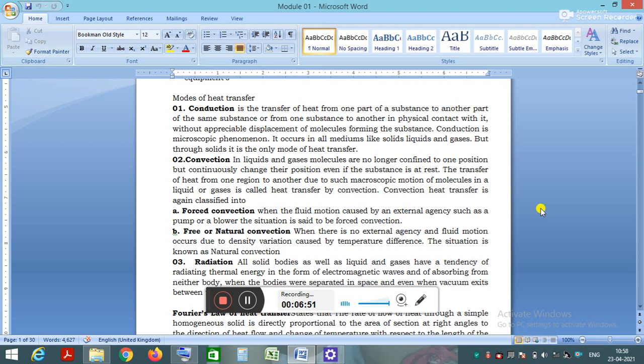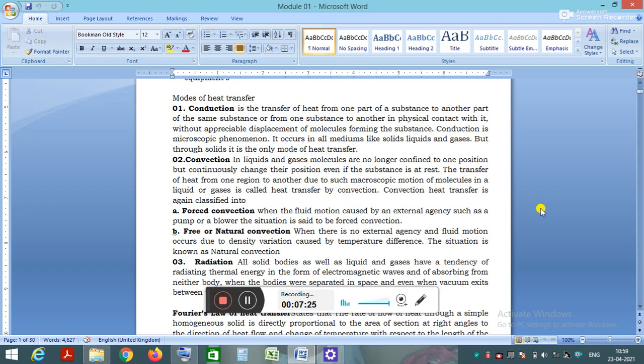When the fluid motion is caused by an external agency such as a pump or a blower, the situation is said to be forced convection. The second one is free or natural convection. When there is no external agency, no pump or blower, but the fluid motion occurs due to the density variation, which is mainly caused by the temperature difference, the situation is known as natural convection.